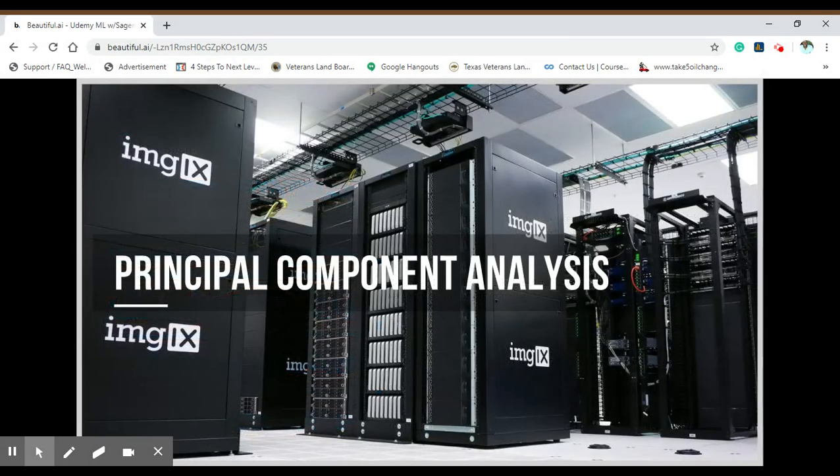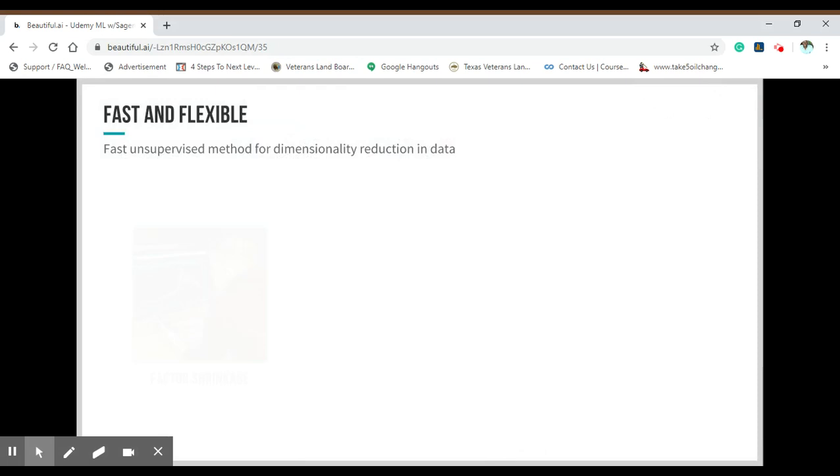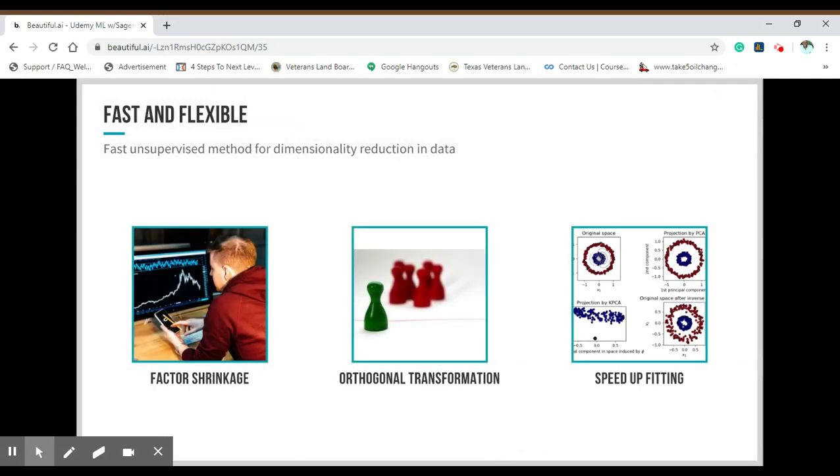Principal component analysis. Principal component analysis is one of the most powerful factor shrinkage methods commonly used in machine learning. Lots of advantages in terms of factor shrinkage, orthogonal transformation, speeding up the fitting of your models. And essentially, when I say factor shrinkage, it's useful for big data particularly.